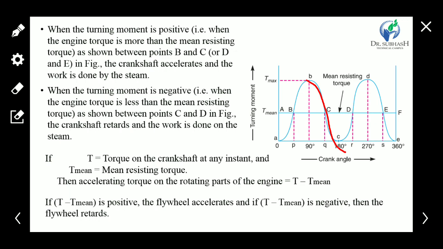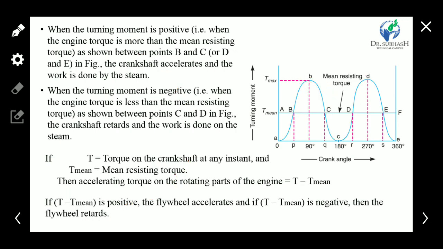So when the crank rotates from 0 to 90 degrees, the energy increases to a maximum value, and after that the energy decreases to a minimum level. And after 180 degrees, the same cycle is repeated again.